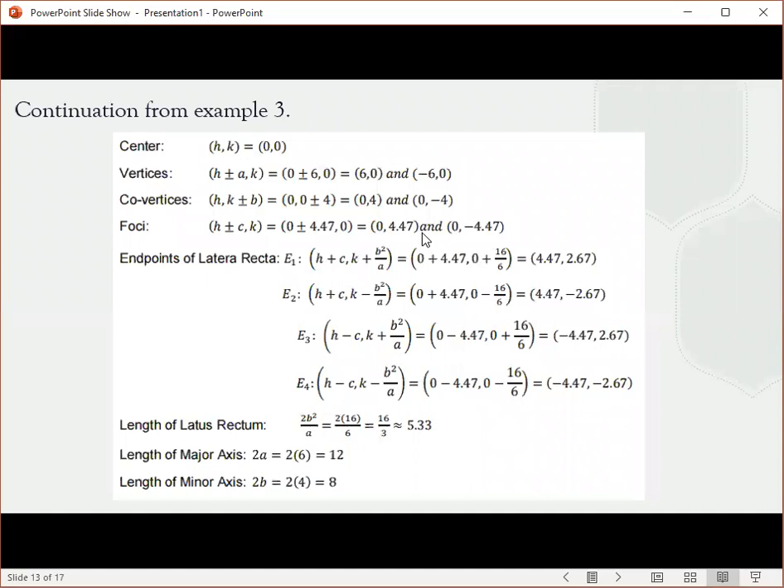These are interchanged. Let me repeat, these are interchanged. The foci should be 4.47 and 0. Another, negative 4.47 and 0. Okay, again, there is a typographical error in this part. This is 4.47 and 0, negative 4.47 and 0. Let's proceed with the endpoints of the latera recta.